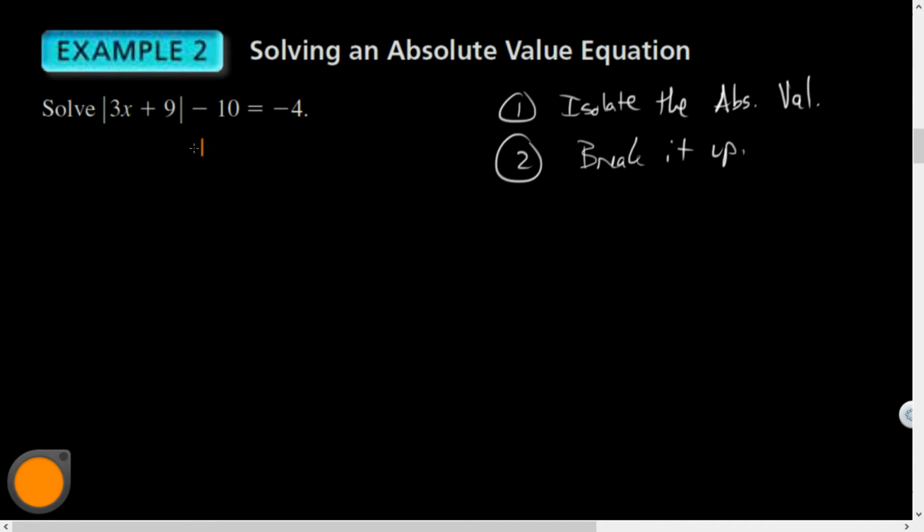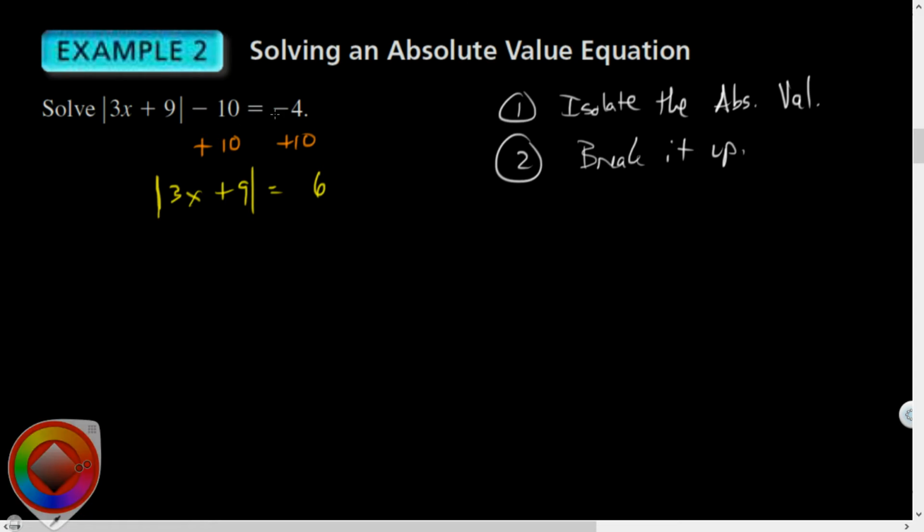I'm going to add 10 to both sides. So I can't break it up until the absolute value is solamente, mis amigos. So I'm going to get absval 3x plus 9 equals, what's -4 plus 10? See, signs are different, so I subtract them. And who's more influential? The 4, 10 is further from 0 than 4, so it's positive 6. Now notice, I no longer have the problem of an absolute value equaling a negative. So that means this problem is solvable.